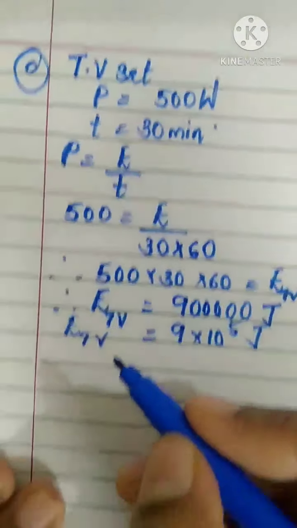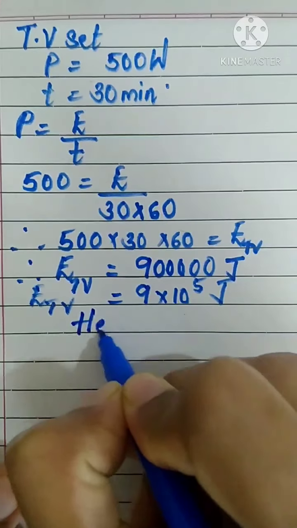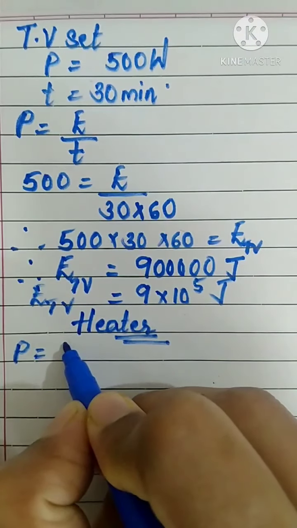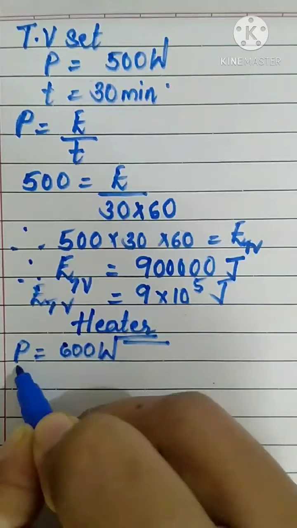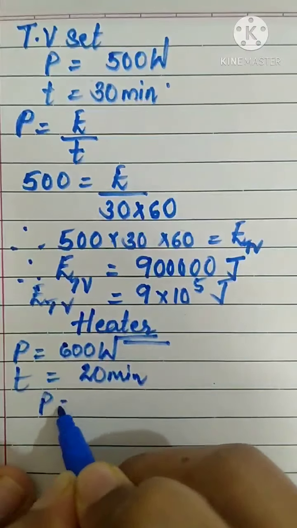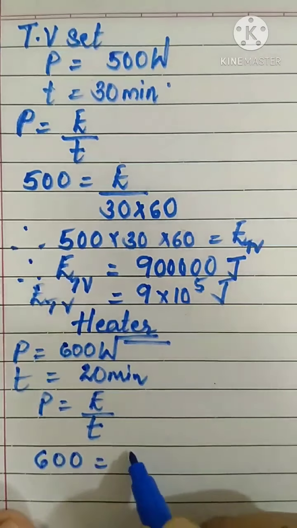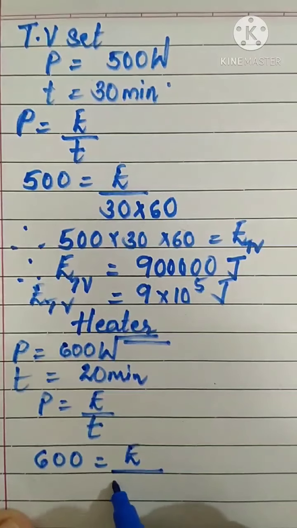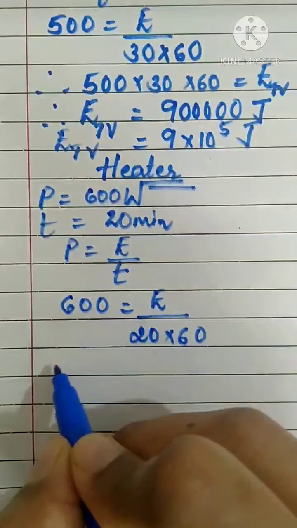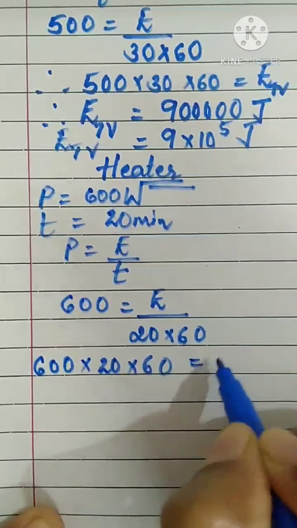Now, let us find out in the same way the energy consumed by the next appliance, the heater. About the heater, we will write the power of the heater is 600 watts. Time is 20 minutes. So power is energy upon time. Power is 600. Energy we want to find. Time is in minutes, we will convert it into seconds, so multiply by 60. All the numbers will go to the opposite side. 600 into 20 into 60 is equal to E.